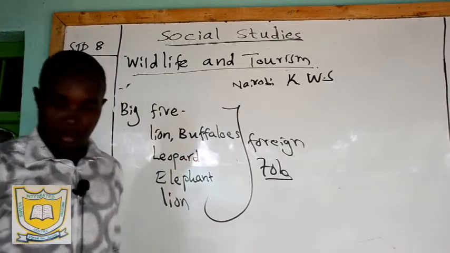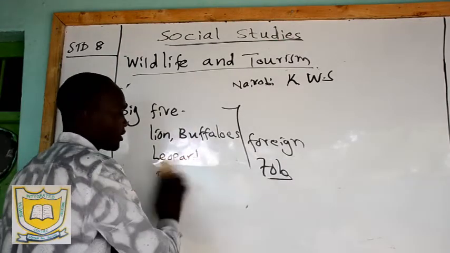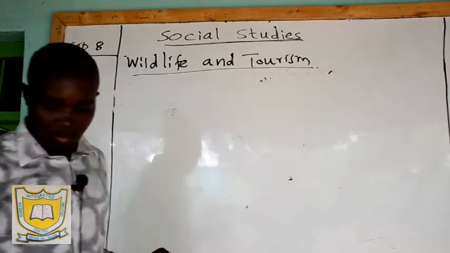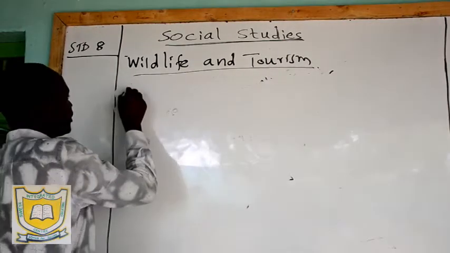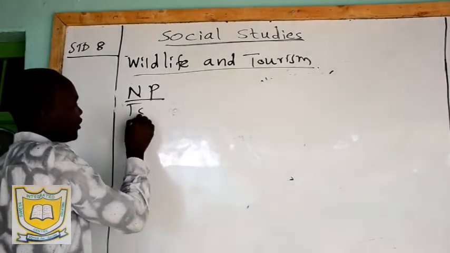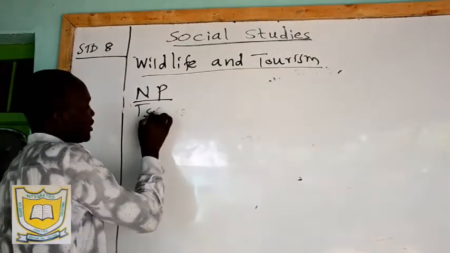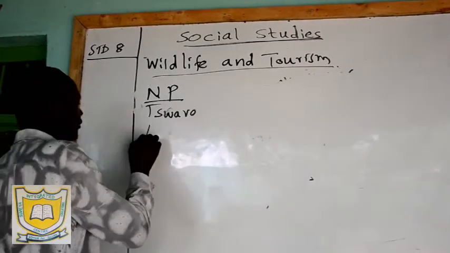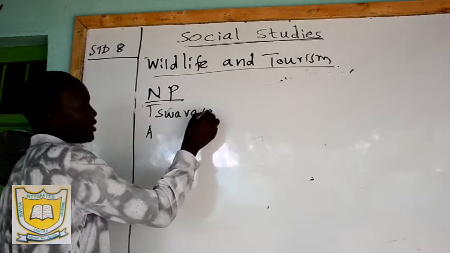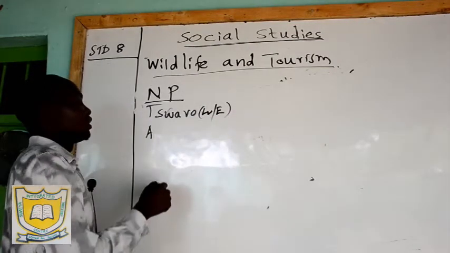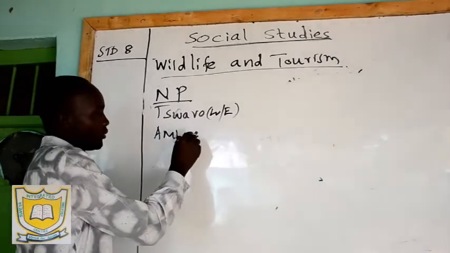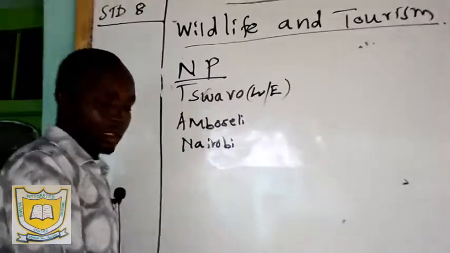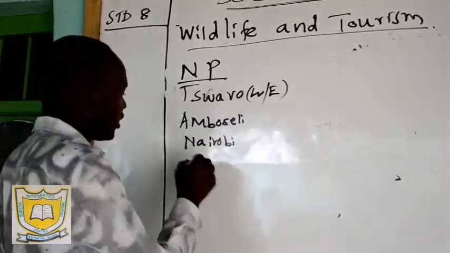Remember that. Then we want to look at examples of national parks and national reserves in Kenya. National parks in Kenya: we have Tsavo. Tsavo is found in the southern part of the country, and we have west and east. Then we have Amboseli. Amboseli is a national park. Then we have also Nairobi, which is also a national park. And then we have Sibiloi.